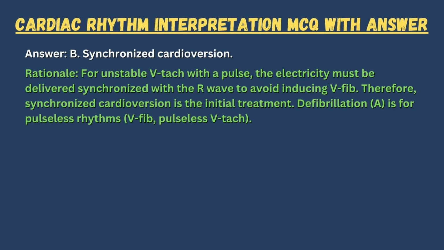D. IV push of atropine. Answer: B. Synchronized cardioversion. Rationale: for unstable V-Tach with a pulse, the electricity must be delivered synchronized with the R wave to avoid inducing V-Fib. Therefore, synchronized cardioversion is the initial treatment. Defibrillation, A, is for pulseless rhythms: V-Fib, pulseless V-Tach.